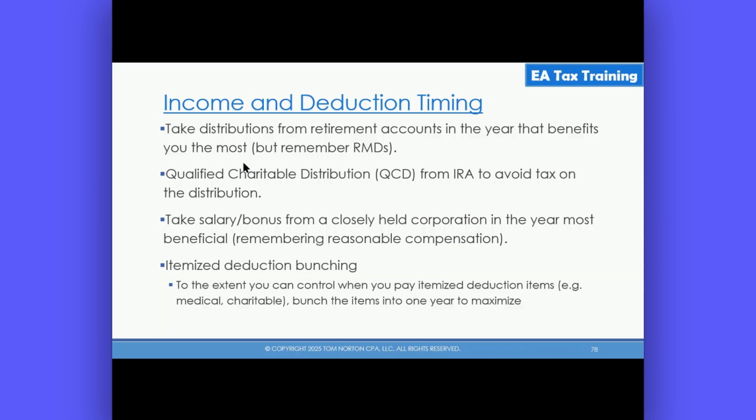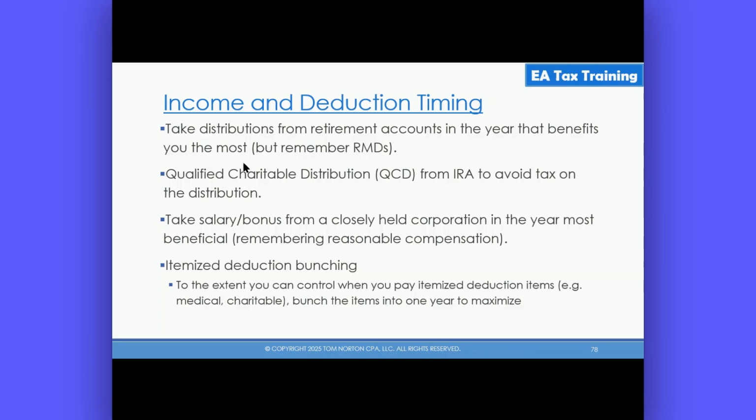And then also you can do the same sort of timing things with itemized deductions. We call it itemized deduction bunching. So some itemized deductions you can control when you pay them. So for example, charitable contributions, even medical procedures.